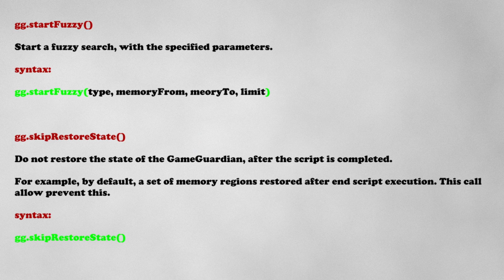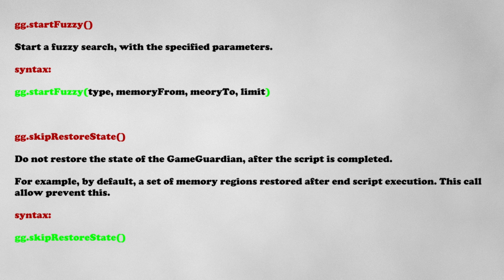Now let's learn how to use fuzzy search. The gg.startFuzzy function starts a fuzzy search with the specified parameters. Syntax: gg.startFuzzy, type, memory from, memory to, limit. You already know the meaning of these parameters, which is why I am not giving any descriptions here. We already saw how to set memory ranges before searching. However, after completing the script, the ranges will reset to their default state. If you don't want that, we can use a function.